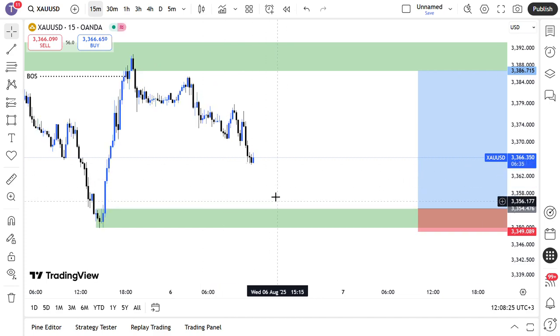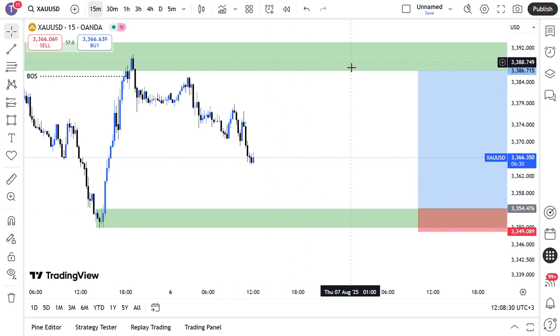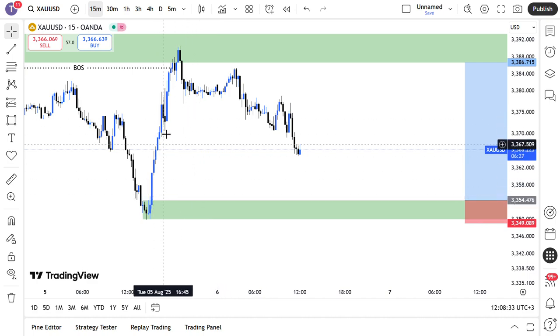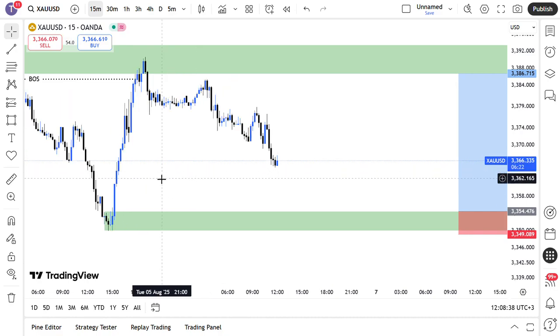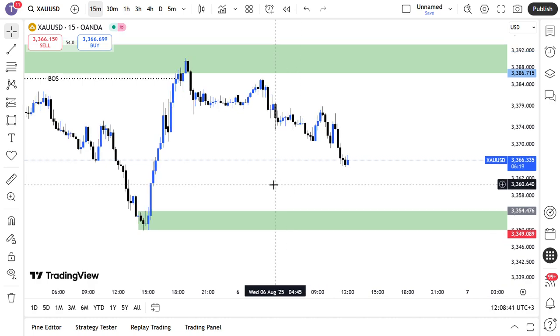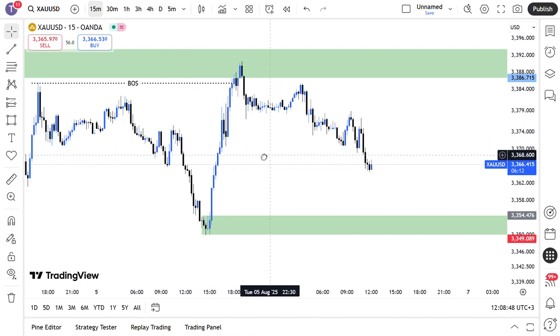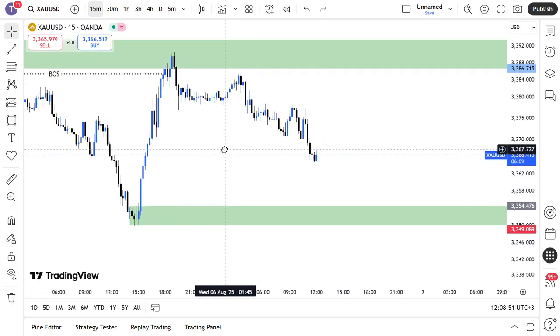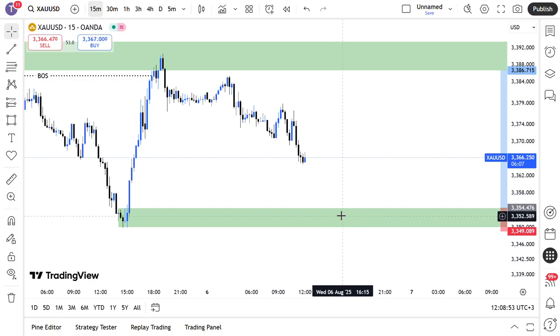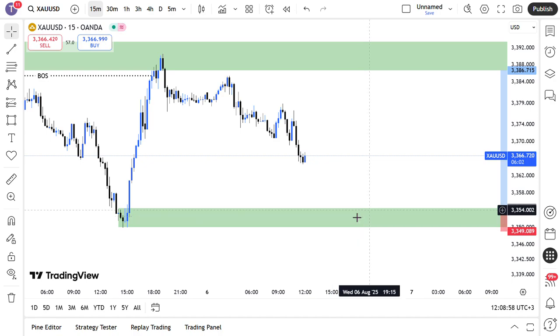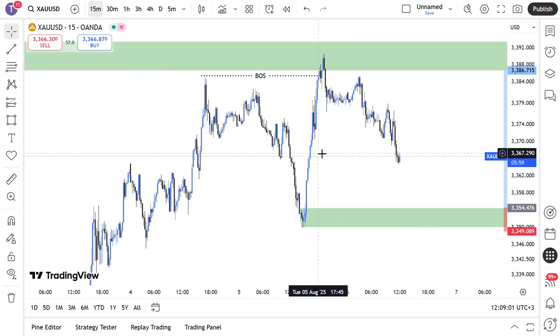So I expect to have a good change of character in this low before taking buys to the upside, because there is no good inducement to be taken out here on the 1 hour time frame. Let's say maybe if the market reacts from this low, that means this is an inducement to be taken out. But for me, this is not a good inducement. So I expect the market to form a change of character before I look for my trades. So don't try to trade aggressively from this order block. So that is for gold.